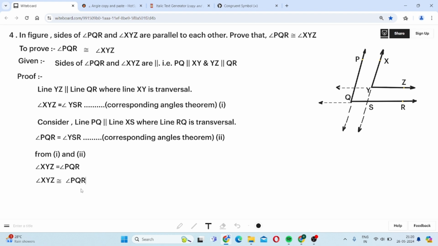Now you can solve this question number 5, which is also a simple question. In this way, we have completed our problem set 2.1, which was very simple.